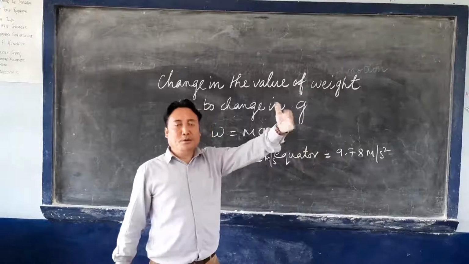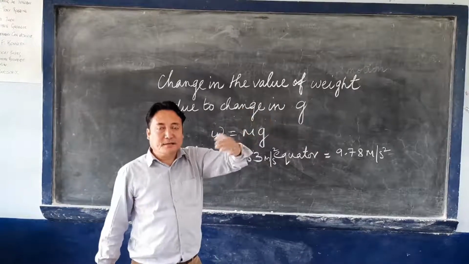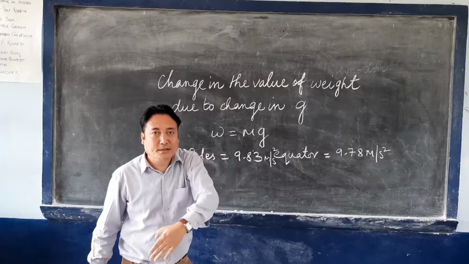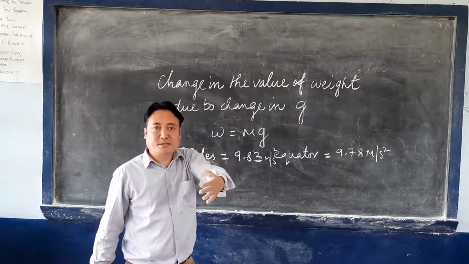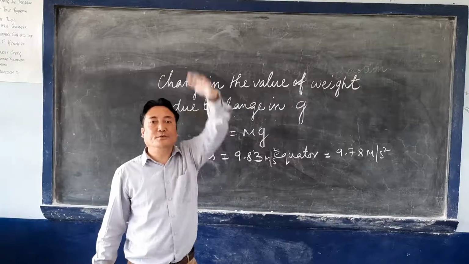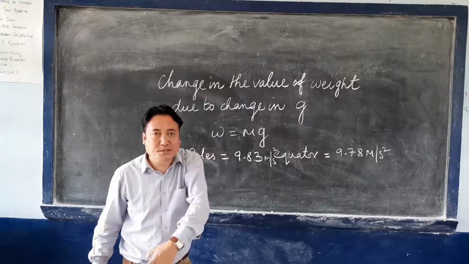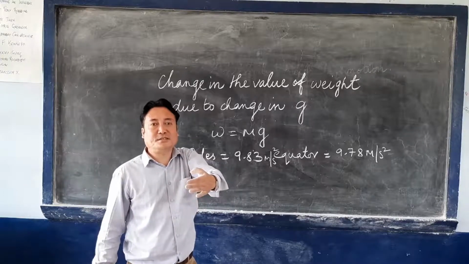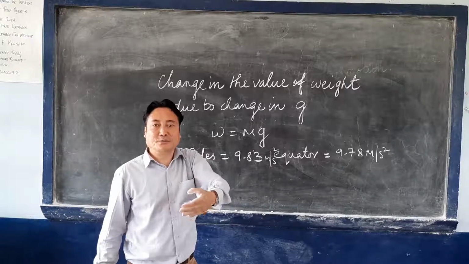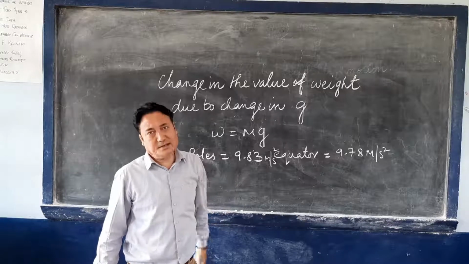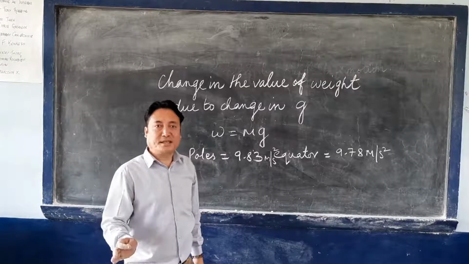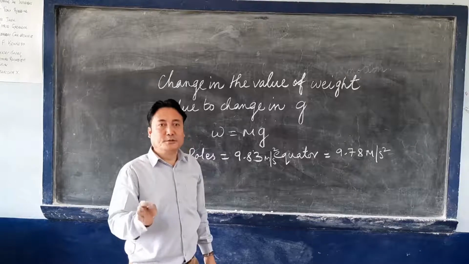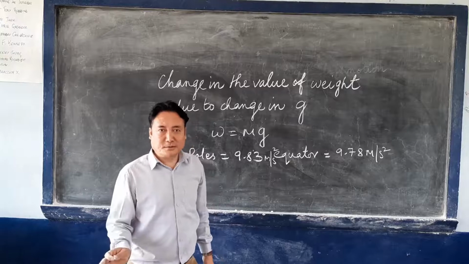When a body is taken above the equator or below the equator, the value of acceleration due to gravity changes. Either you go upward or you move downwards, the value changes, and due to this change, the weight of the body will change or get reduced. So we can say that the weight of the body changes due to the change in the acceleration due to gravity.